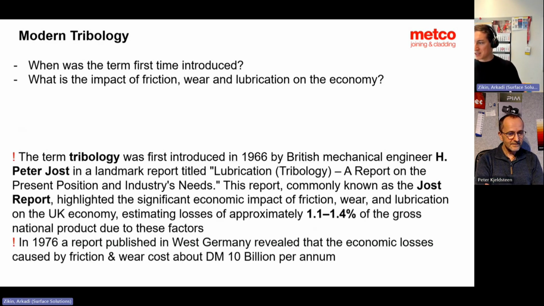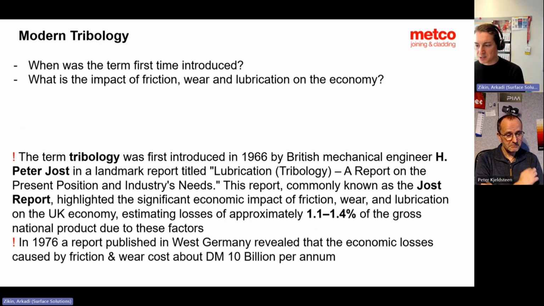However, the reality was that the first time tribology was mentioned as a science was in 1966 by the British engineer Peter Jost. So you have the same name. And he brought a report. What was interesting is that the report said the impact on the economy, the loss, would be around 1.2 to 1.4% of the national product, which is a huge value.